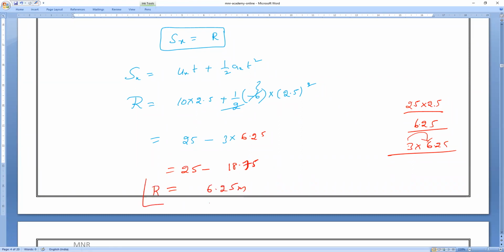So what is the maximum range? The range in the x direction is 6.25. That's all. Solve it fast. Everybody understood? Make it quick now, do it fast.